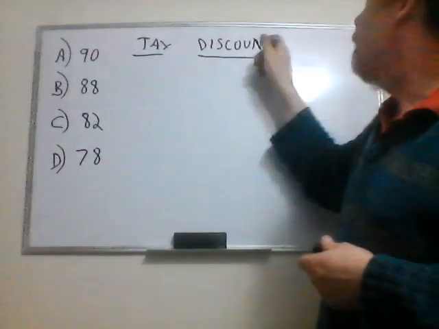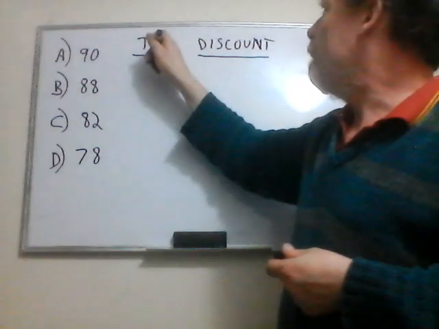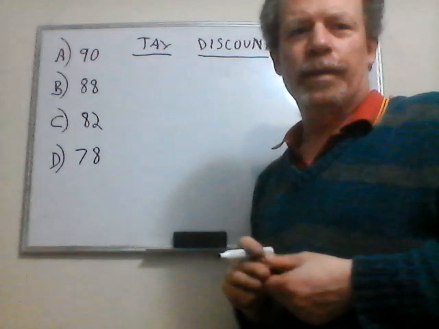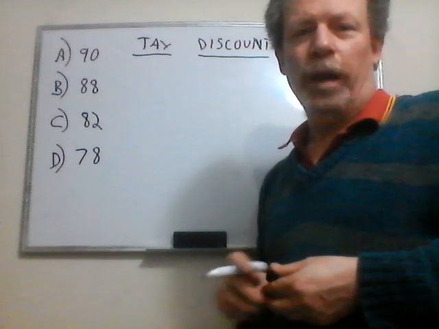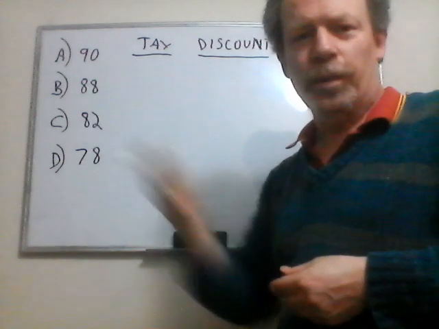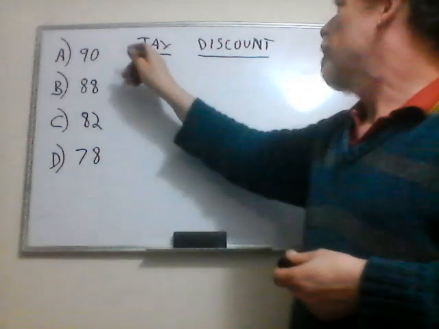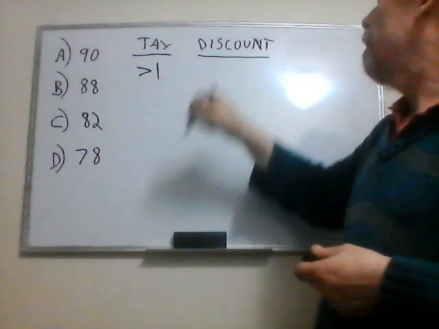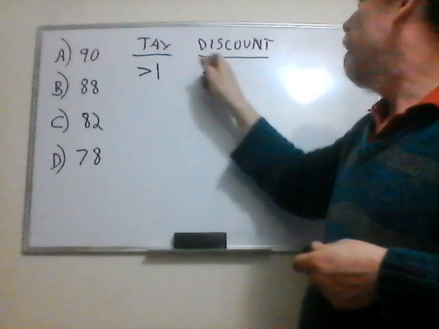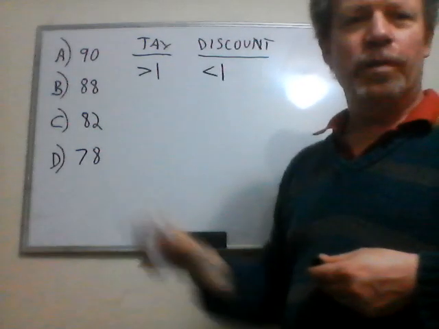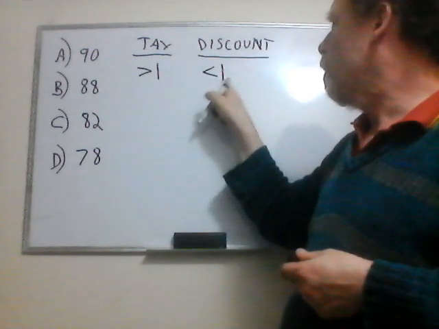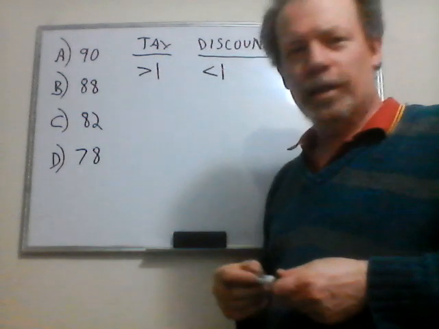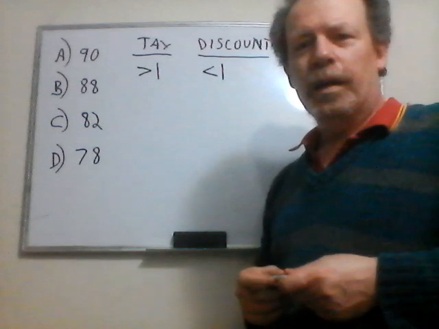Here we go. If you remember, we get a tax or a surcharge by multiplying something by a number that is larger than 1. If it's a positive number, it gets larger because it's multiplied by a number larger than 1. The tax multiple is going to be larger than 1. A discount we get by multiplying something by a number that's smaller than 1. If it's a positive number and it gets multiplied by a number smaller than 1, then it becomes smaller. So in this story, both these things are going to happen.